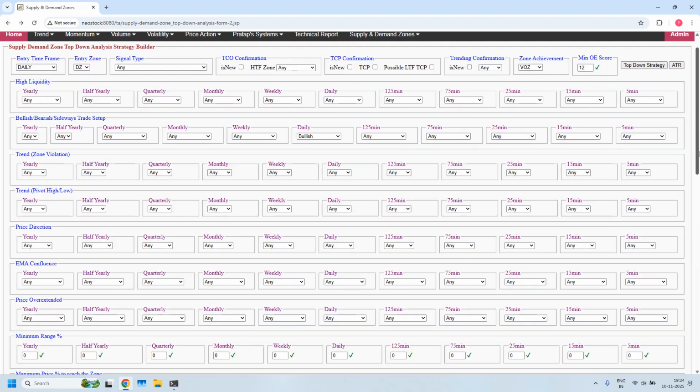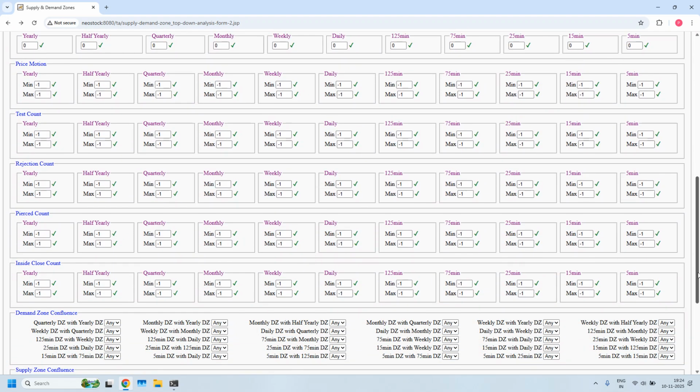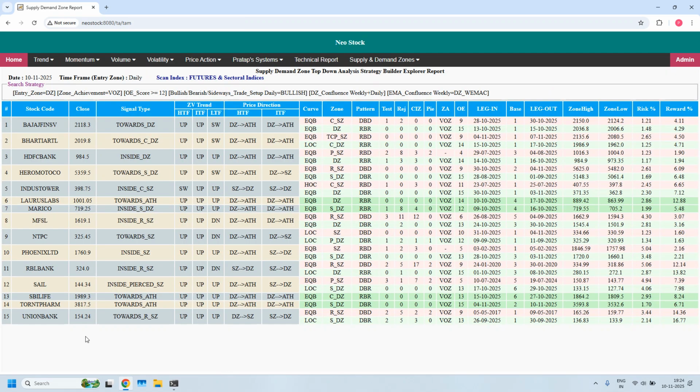How to find high probability trade setup zones. Daily and weekly demand zone confluence, and then EMA confluence at weekly time frame with weekly demand zone. So these are the high probability trade setup daily demand zones. Lesson 20 checklist items should satisfy.